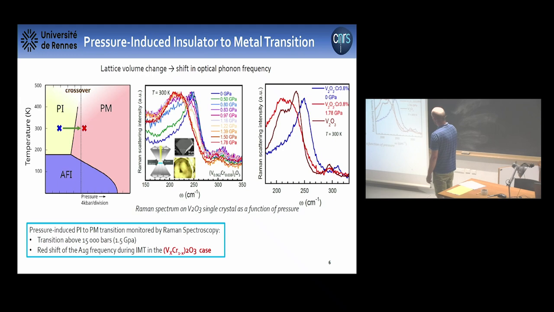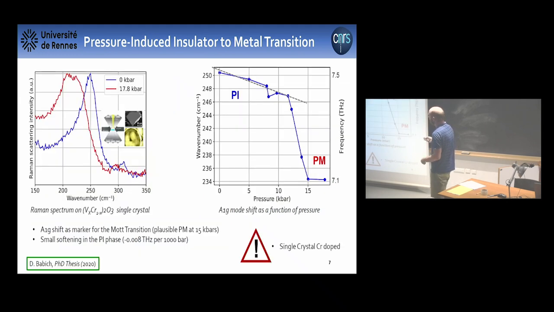You see that once you apply pressure, this compressed chromium-doped sample, which is supposed to be the paramagnetic metal, shows kind of the same frequency with some slight difference. This is a clear indication that if we can measure the A1g mode, we can monitor this Mott transition. You can go slightly more into detail. Again, this is the diamond anvil cell.